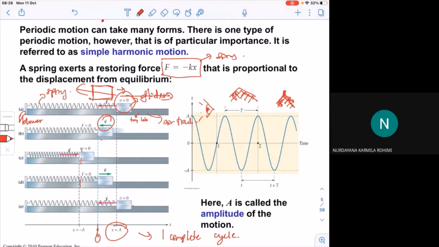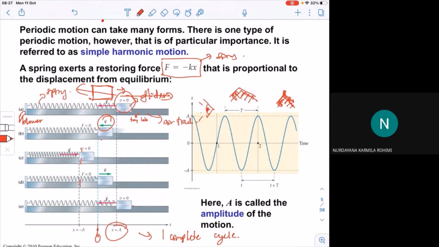So v equals zero, and it stops at x equals negative A. Does it stop there? No, because of the spring, the nature of the spring has a restoring force. It must oppose the position where it's coming from, goes back to x equals zero, and then finally comes back to x equals A.